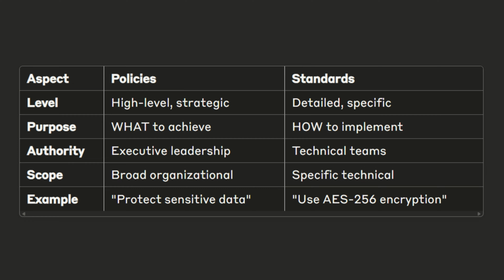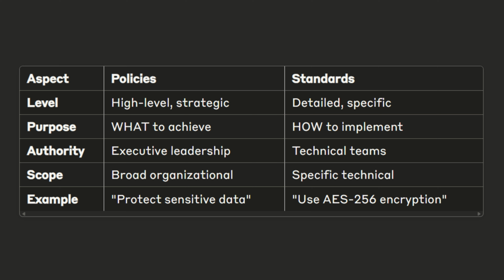Policies are high-level, strategic what statements, broad, general statements of organizational intent, written by executive leadership, senior management, defining the what the organization wants to achieve, mandatory but not specific about how to implement, and usually short and high-level. Standards detail specific how requirements, specific technical requirements that implement policies, written by technical teams or subject matter experts, defining how policies will be implemented, mandatory with detailed specifications and usually longer and more technical than policies.